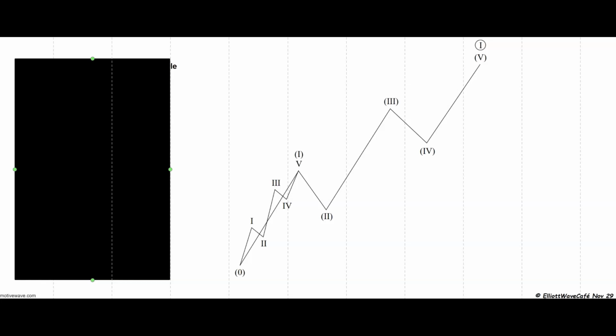Hello everyone, I'm going to make a quick video today about the labeling of Elliott Wave patterns and what they mean, how you can get better at identifying which is what, what's a lower degree, what's a higher degree, and what's the proper labeling when you look at charts.